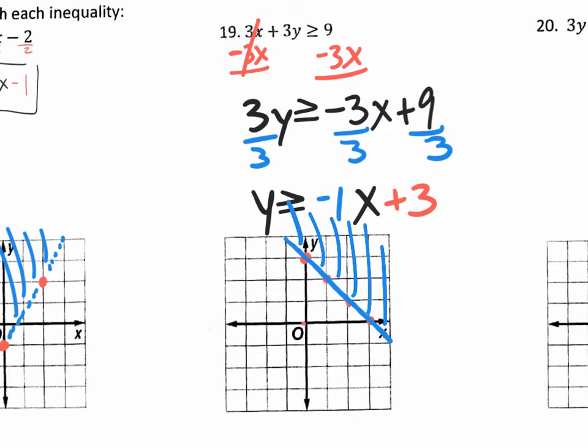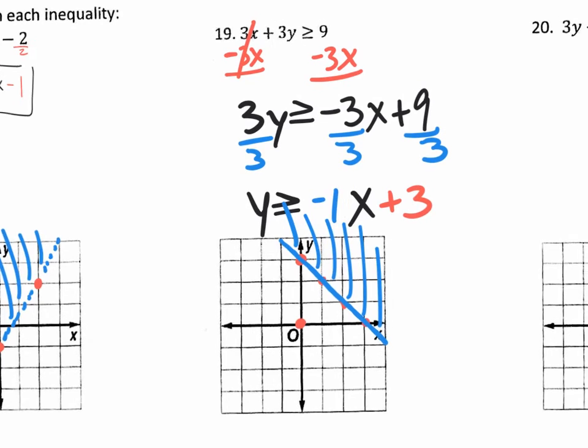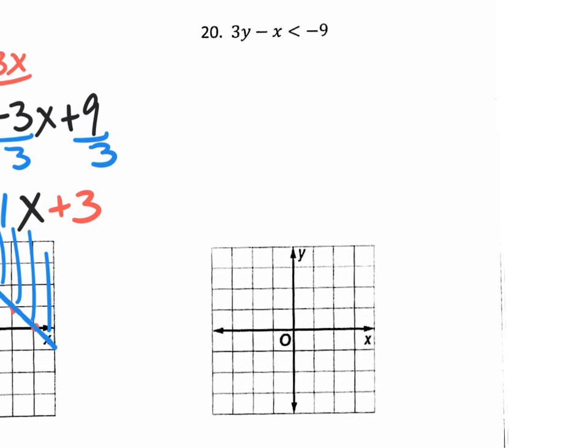If you were to test the point 0, 0, it would not work. Check it out. 0 for x, 0 for y. 0 is greater than or equal to 0 plus 3. Is 0 greater than 3? No. So 0, 0 does not work. That means that over here everything must work. Down here nothing works. Okay, so I would just go with the greater than's above the line, less than's below the line. That only works if y is by itself.